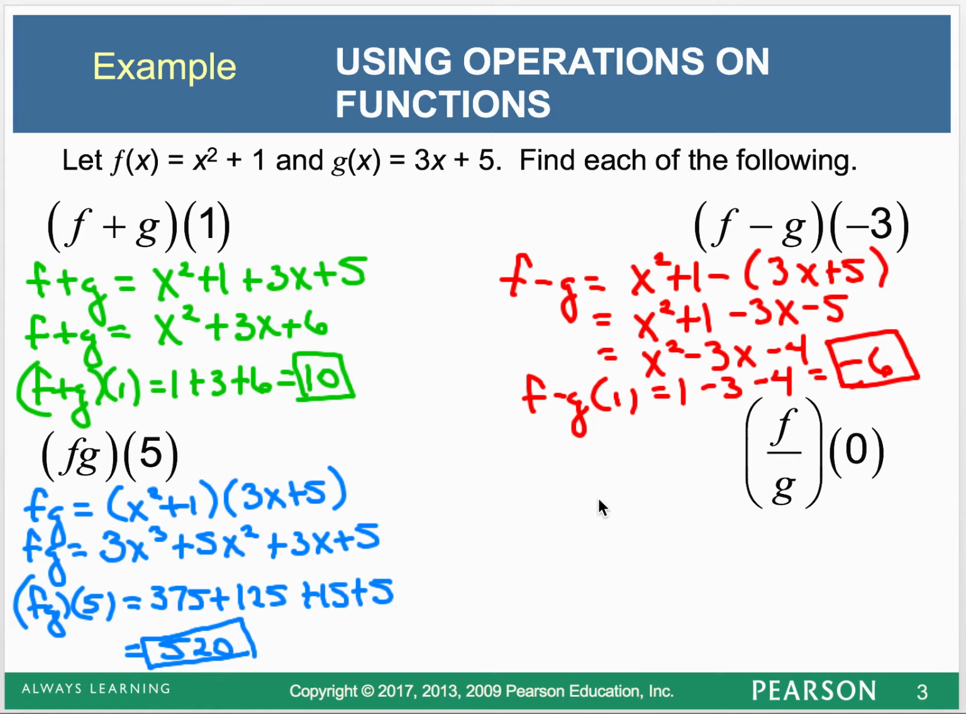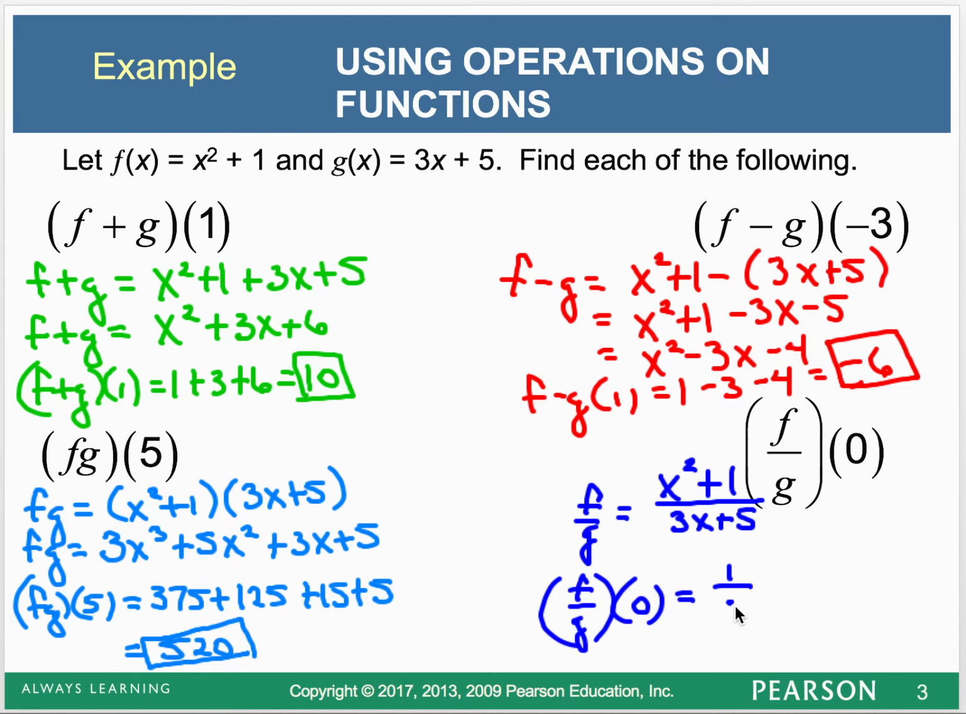Okay, and then f over g is the function f, x squared plus 1, over the function g. Okay, so f over g of 0, plugging in a 0, 0 plus 1 is 1, over 5, because 0 plus 5.